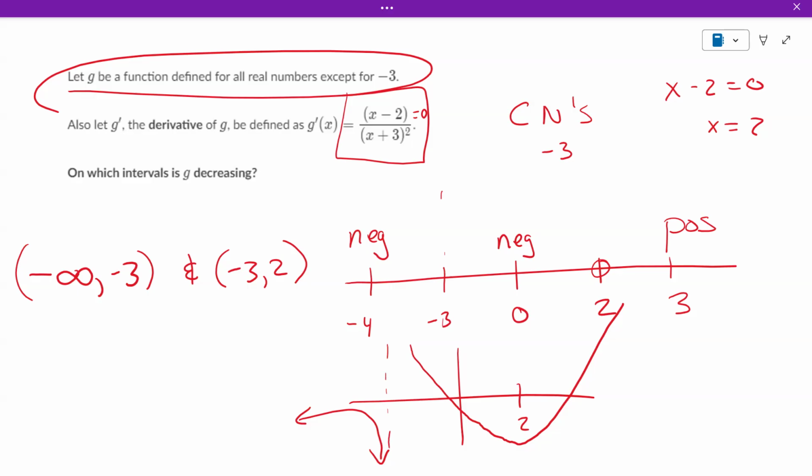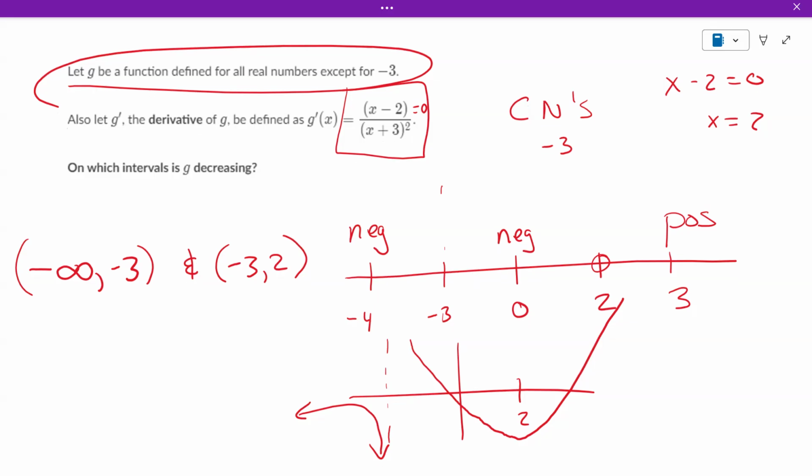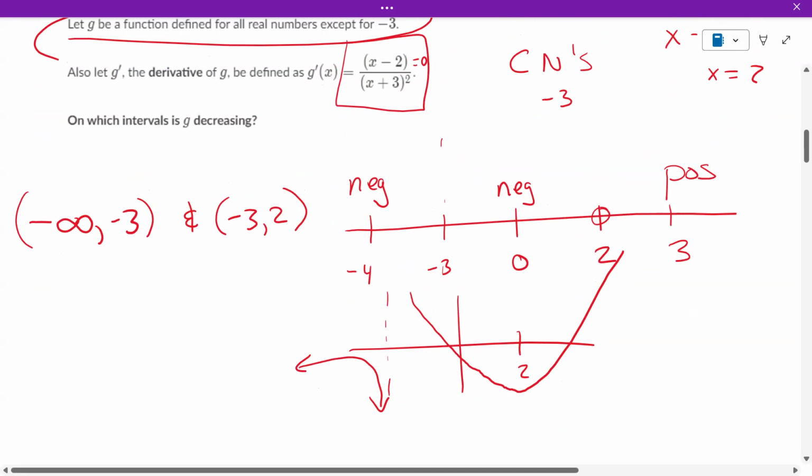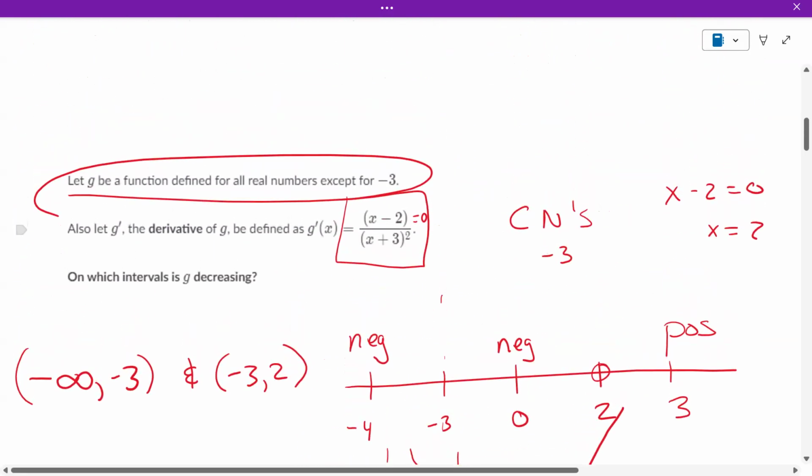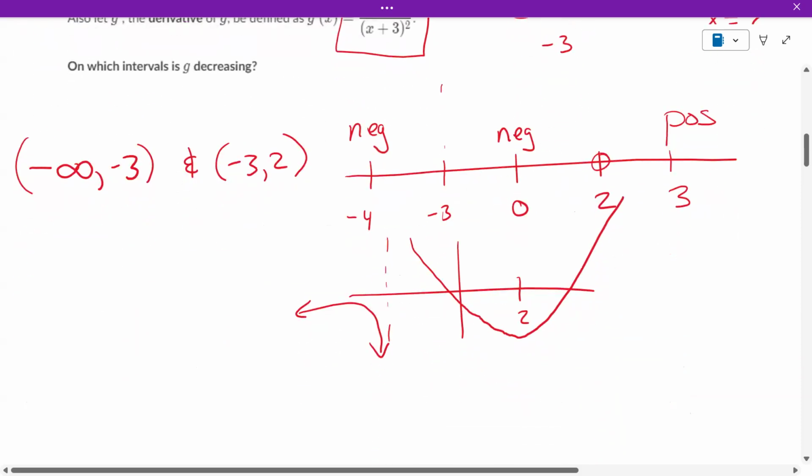I would do parentheses because that 2 is where it changes. So it's not included. Well, this is the first derivative, so no, you couldn't. I mean, yeah. Anything below the x-axis is a negative slope. Anything above the x-axis would be a positive slope. So yeah, you could.